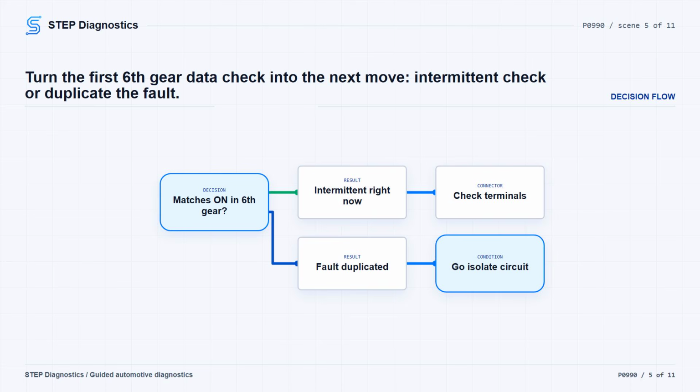If captured data is available for this DTC, try to reproduce the failure under the same captured conditions. If the condition does not match the threshold, the failure is duplicated, so move into the circuit isolation test.